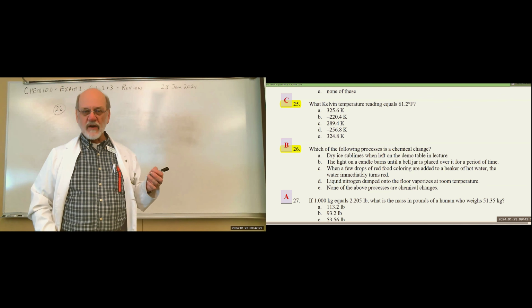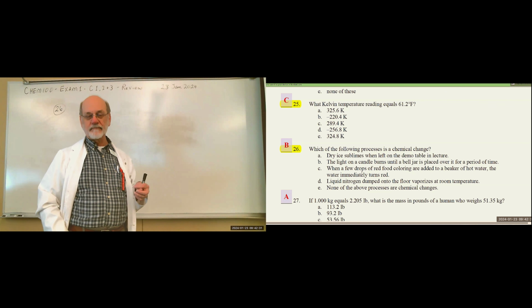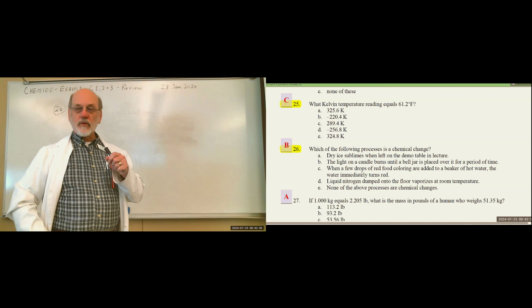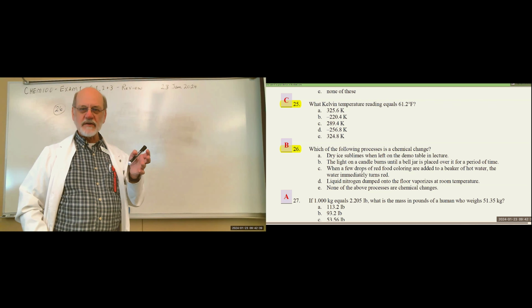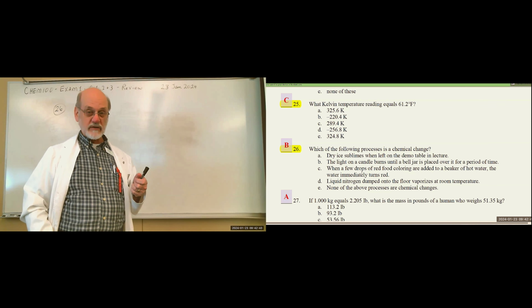Let's see. The light on a candle burns until a bell jar is placed over it for a period of time. What are we doing? We're starving the flame for oxygen. So when it uses up all its oxygen, it goes out. That's a description of a chemical change.